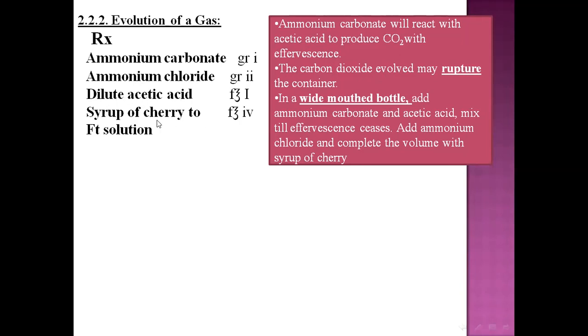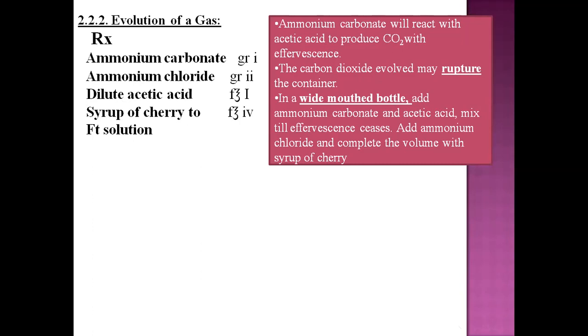وتفاعل مع الدايلوتد أسيتيك أسيد وسيرب بشري وفايت سولوشن. هتلاقي الأمونيوم كاربونيت بتفاعل مع الأسيتيك أسيد ويدي كربون دايكسايد. لو أنت عملت ميكسينج للحاجات دي كلها وحطيتها في إزازة على طول وقفلت الإزازة، الإزازة دي ممكن يحصل لها رابتشر، يعني رابتشر تنفجر، يحصل لها اكسبلوجن، والعيان مروح بيها لما العيان يوصل بيها في البيت. ليه؟ لان انت رياكشن عمال يحصل وعمال يطلع كربون دايوكسيد وانت حابس الكربون دايوكسيد ده في ازازه.